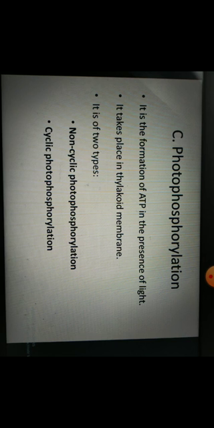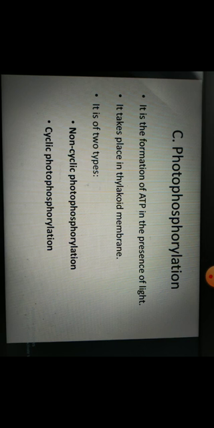So remember, this light reaction takes place in the thylakoid membranes, because I already told you that light reaction takes place in thylakoid membranes, and the dark reaction, or light-independent reaction, takes place in the stroma. This photophosphorylation is of two types. One is known as non-cyclic photophosphorylation, and the second is cyclic photophosphorylation.